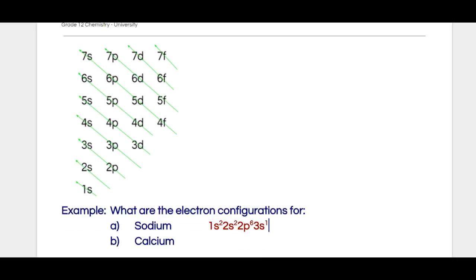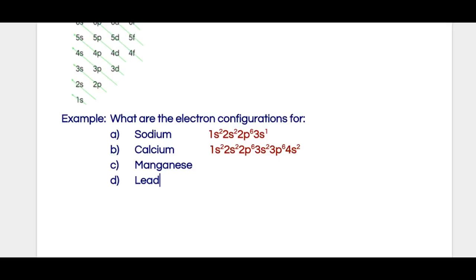All right, now I'd like you to give this a try with calcium. So pause the video, give this a whirl on your own, and then let's see how you do. All right, so check your answer. I'm just going to read it out so it might make it easier. 1s2, 2s2, 2p6, 3s2, 3p6, 4s2, for calcium's 20 electrons.